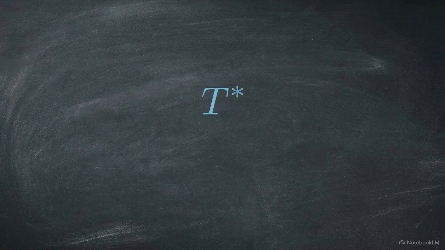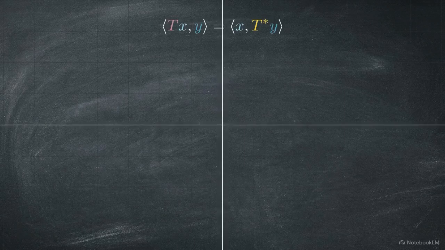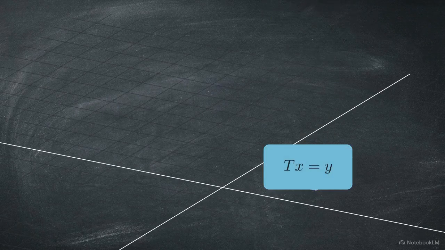The Hilbert adjoint T star is a unique operator guaranteed by the Riesz theorem. It defines how we move transformations between vectors and provides the primary mechanism for solving operator equations in complex spaces.